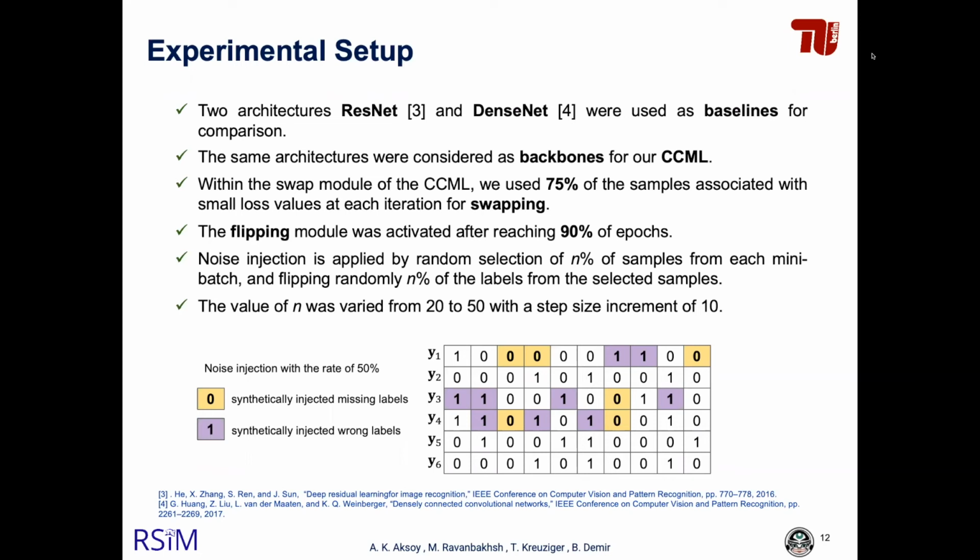The swap module is set to use 75% of the samples from each mini-batch, which were associated with the small loss values, for swapping. For noise injection, we randomly select n% of samples from each mini-batch and flip n% of the labels from the selected samples randomly. As an example, in a mini batch of 6 samples, when the noise injection rate is 50%, we select 3 samples and flip half of the labels from each selected sample randomly.